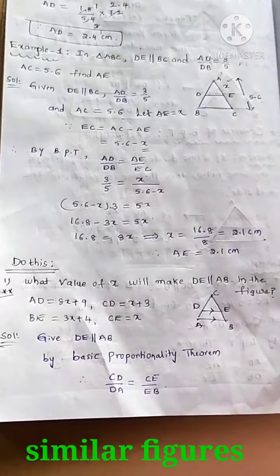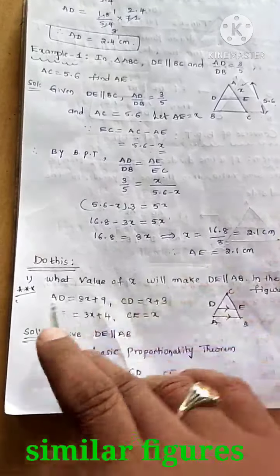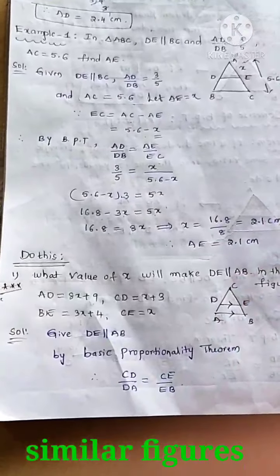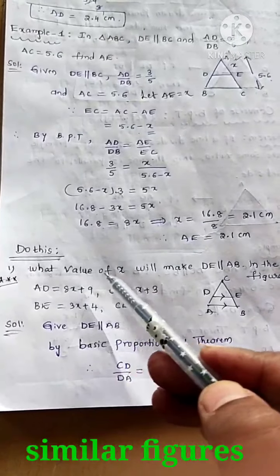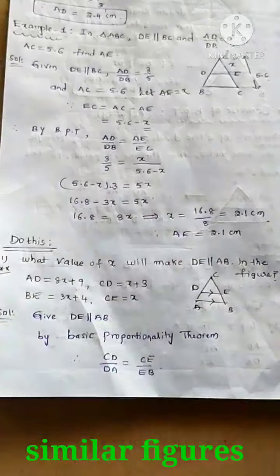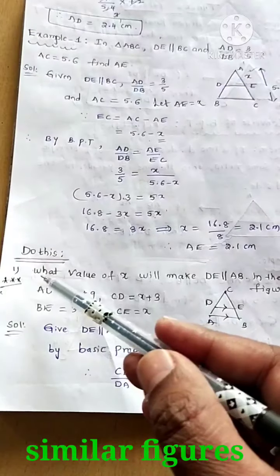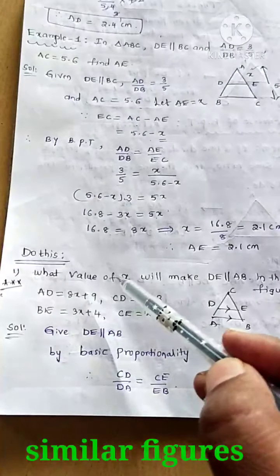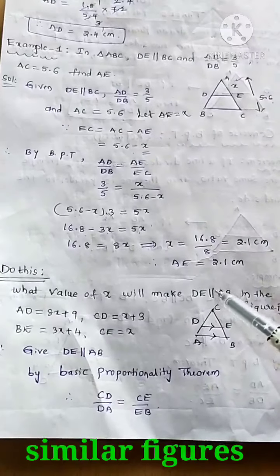Do this question. I am explaining the first question; your work is the second question. Do the second question. Okay. What value of x will make DE parallel to AB? See, for this first question, what value of x will make DE parallel to AB?